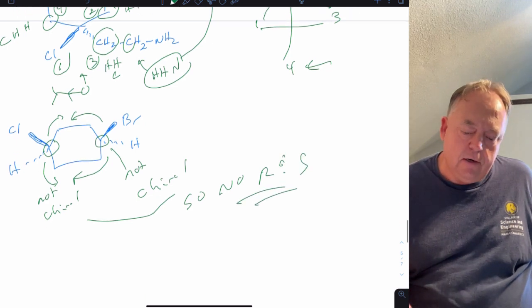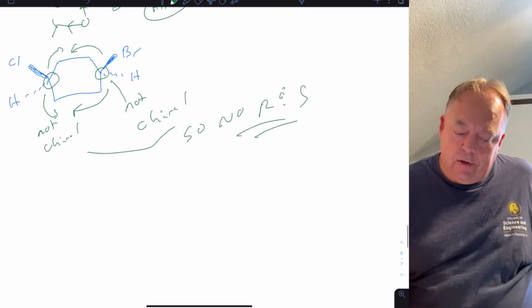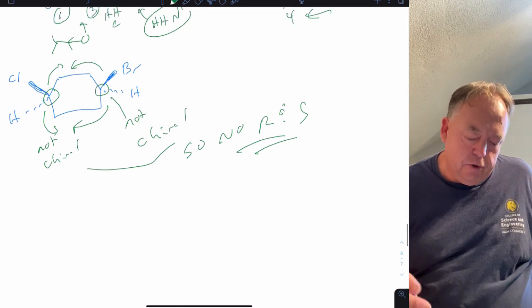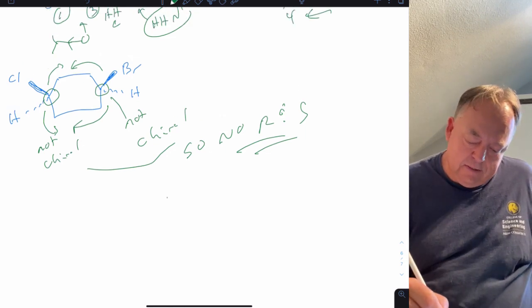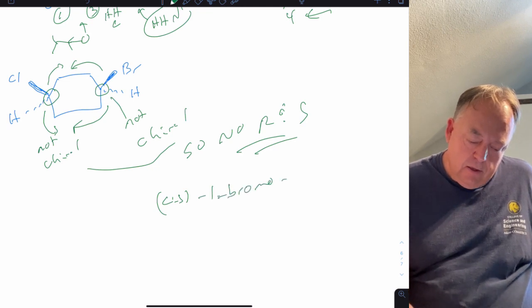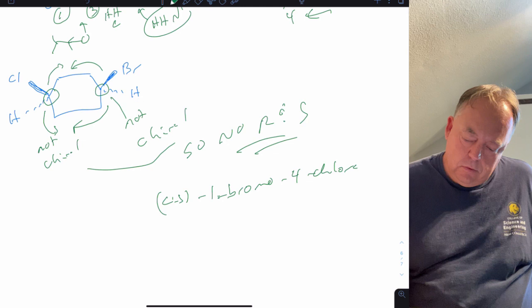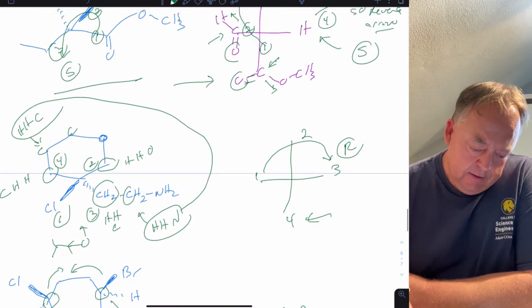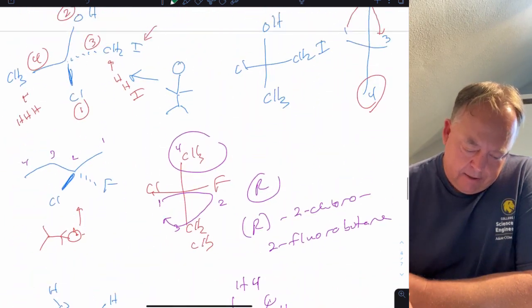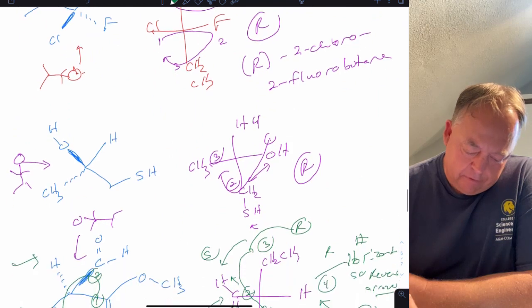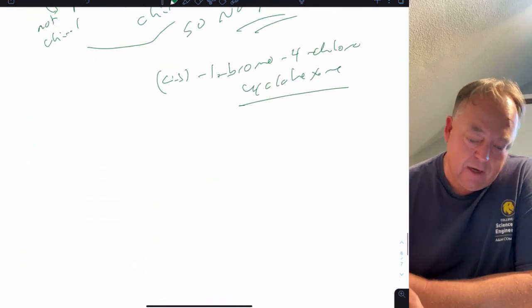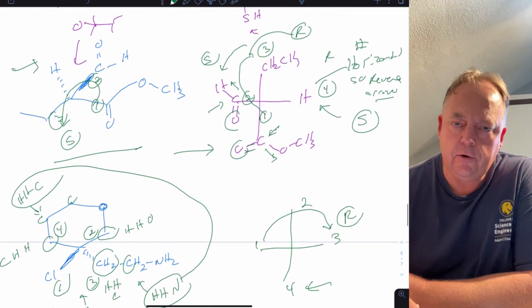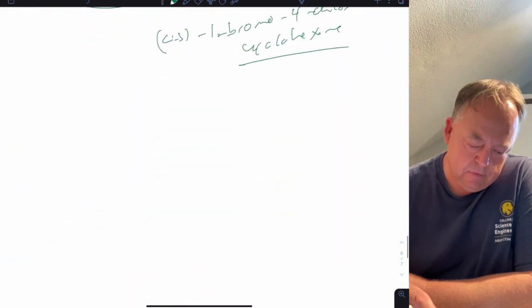So there's no R and S there, right? But there is stereochemistry there because you do have cis and trans, right? So this would be cis-1-bromo-4-chlorocyclohexane, but no R and S. And the other molecules we can't name because we haven't looked at how to name those different functional groups, but they do have chiral carbons that you should be able to figure out are they R or S.